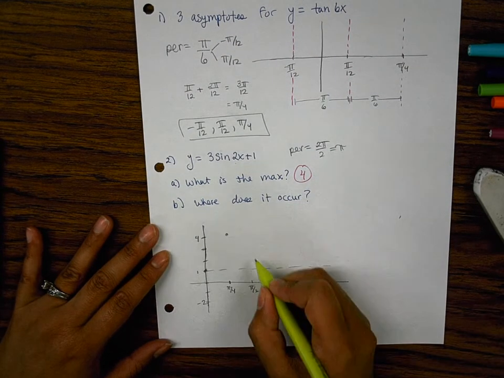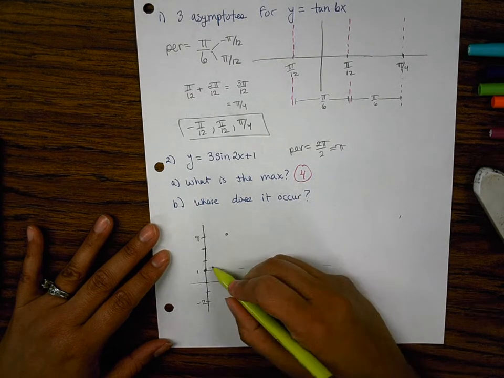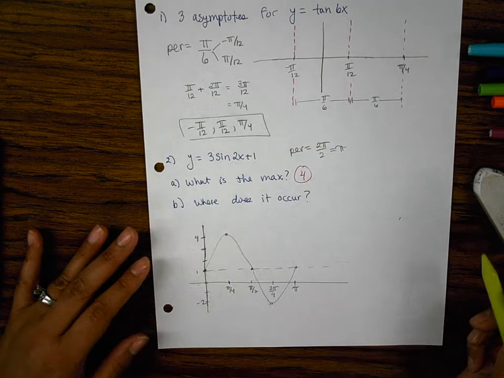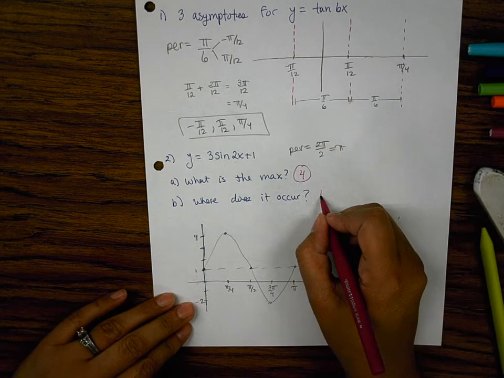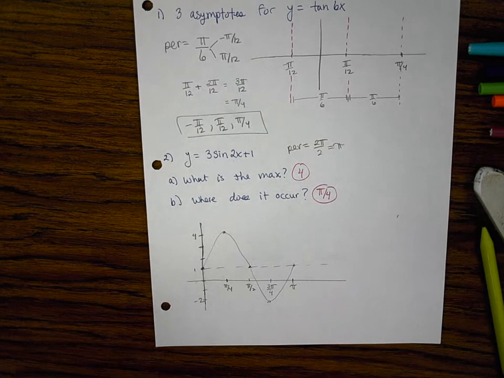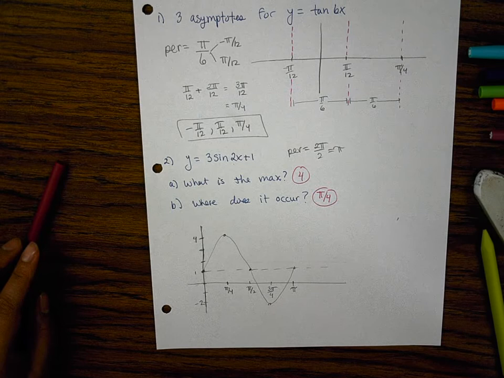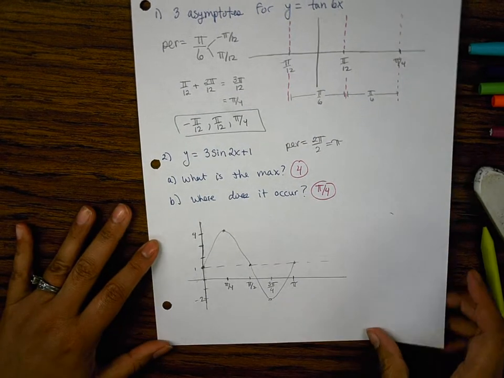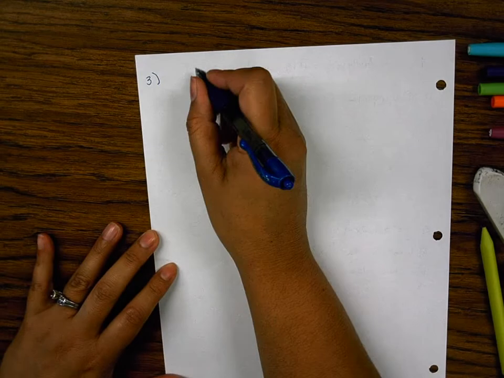Okay, so it is regular sine, so it's here: maximum, fake 0, minimum, fake 0. All right, so the maximum is 4. Where does it occur? It occurs at pi over 4. And again, the graph just gives you a little bit of practice with your sketching. Okay, next one, number 3.